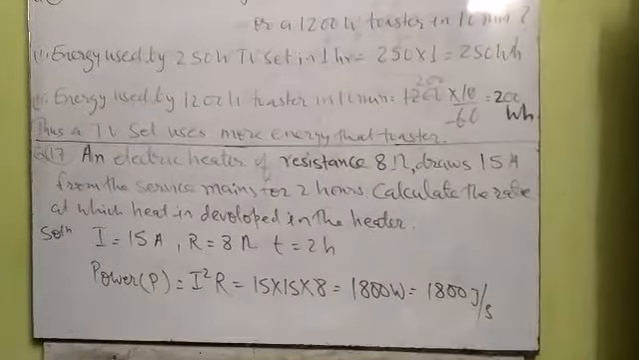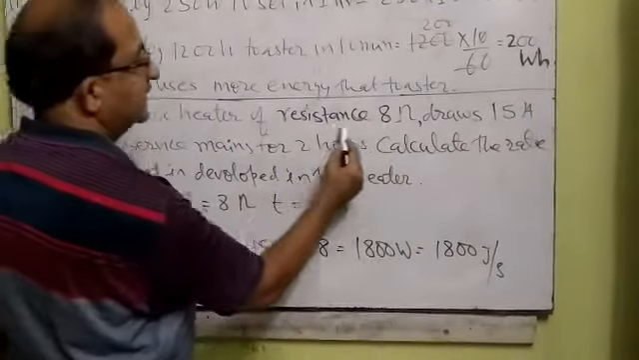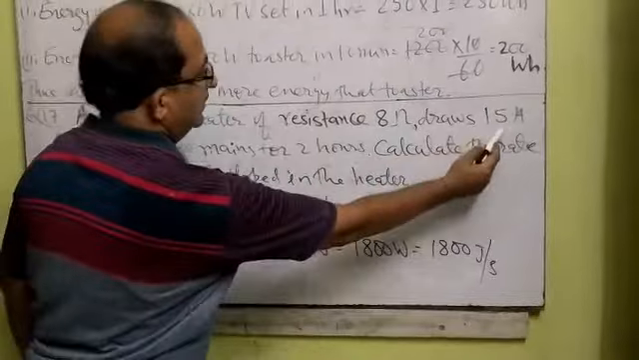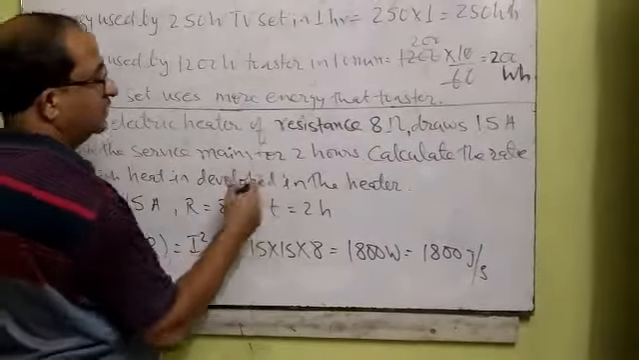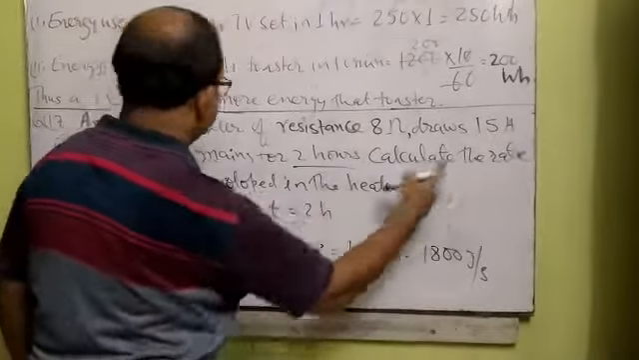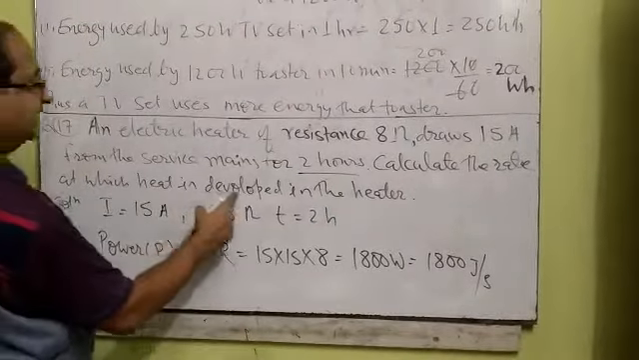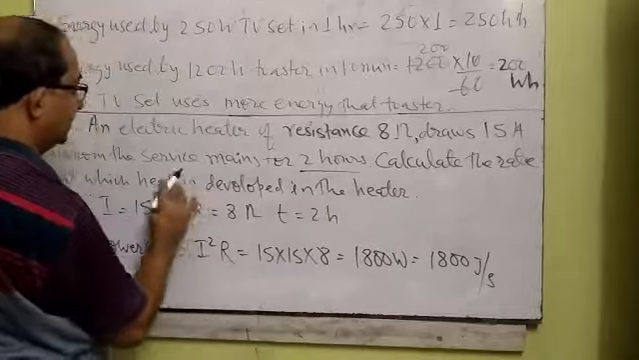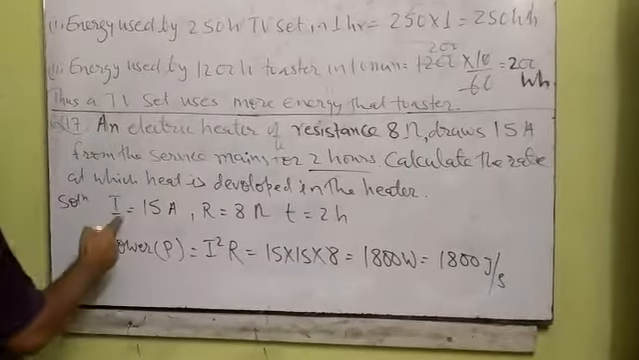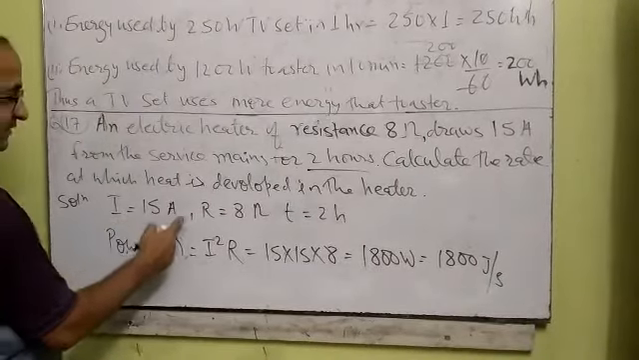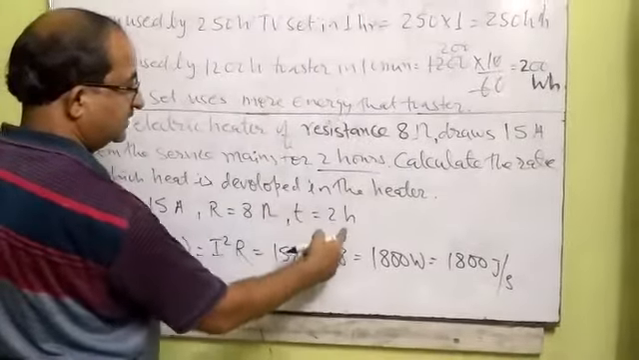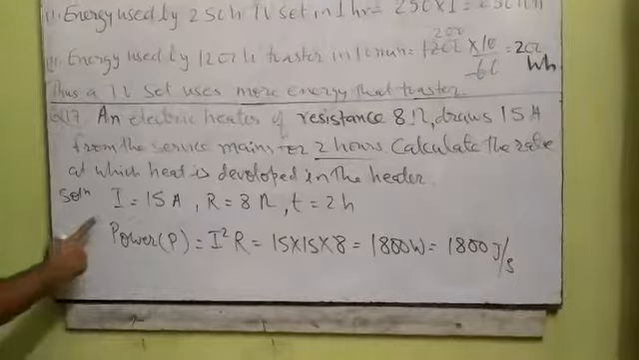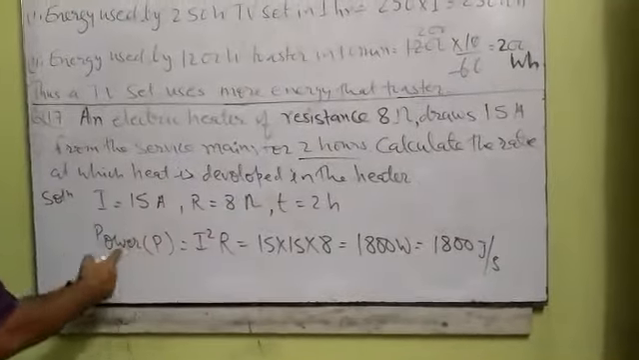Question number 17. An electric heater of resistance 8 ohm draws a current of 15 ampere from the service mains for 2 hours. Calculate the rate at which heat is developed in the circuit. It is clear that I is given as 15 ampere, resistance is given as 8 ohm, and the time for which current is drawn is 2 hours. Now, the rate of energy delivered is called power.